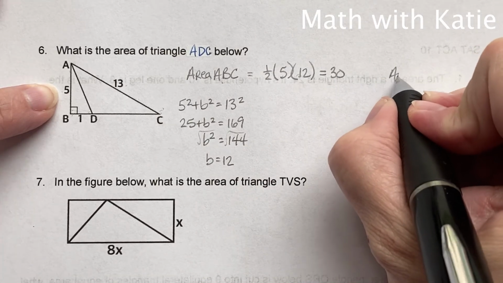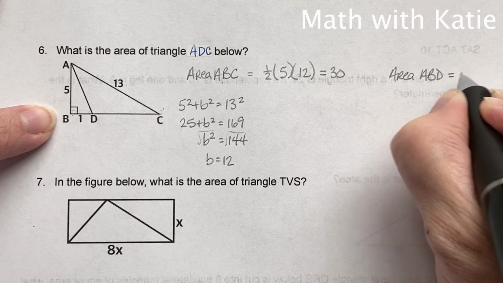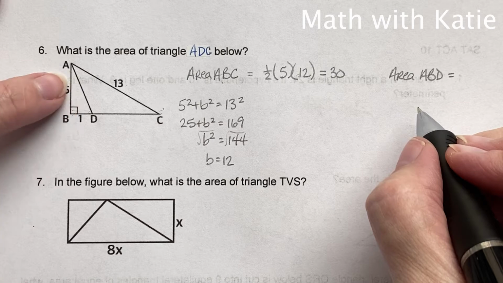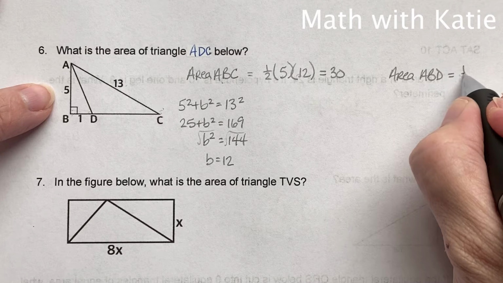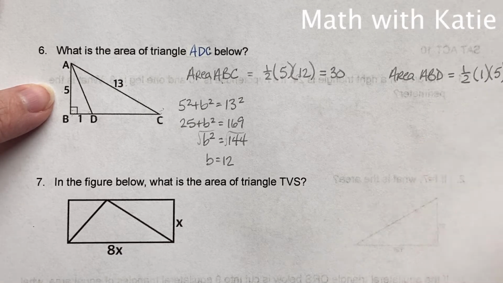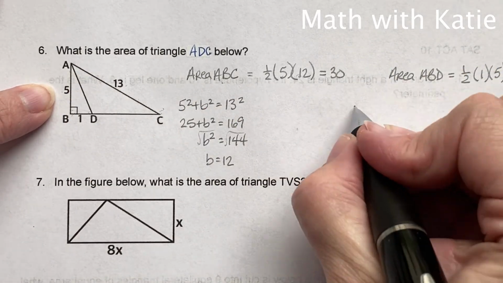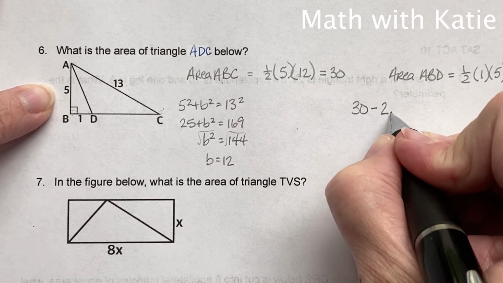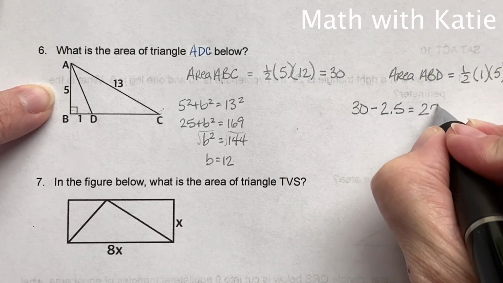Okay, now the area of ABD. All right, so first we need the no, we don't need the hypotenuse. We just need base and height. So 1/2 the base times the height, which gives us 2.5. Okay, so now in order to find the area of ADC, we take the big area minus the small area, and that gives us 27.5.